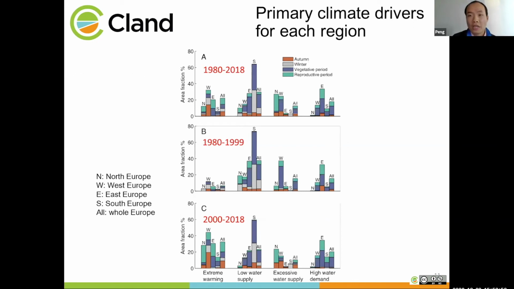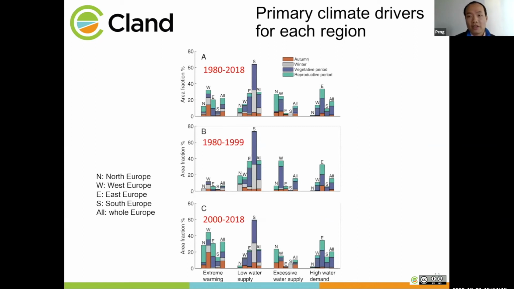Our attribution analysis suggests that during the total 40 years, low water supply is the most pervasive climate driver of yield shocks, followed by extreme warming, high water demand, and excessive water supply. But the dominant climate drivers varied for each region.